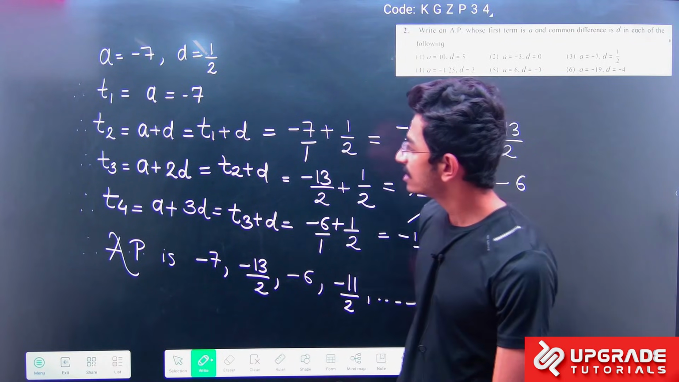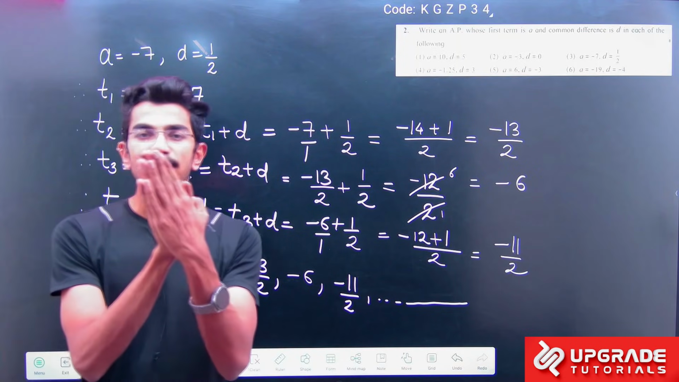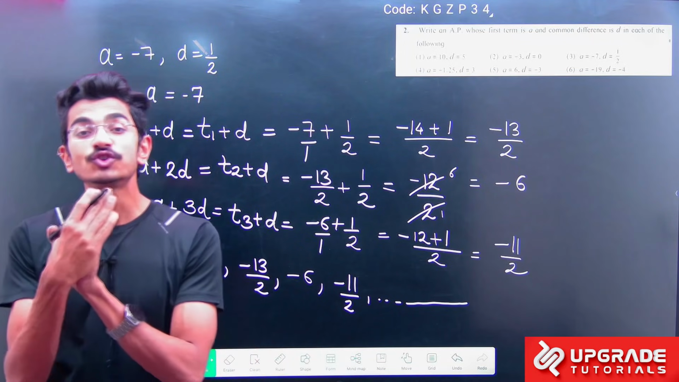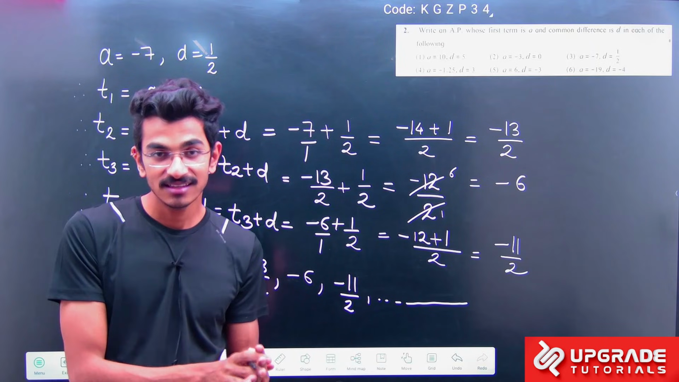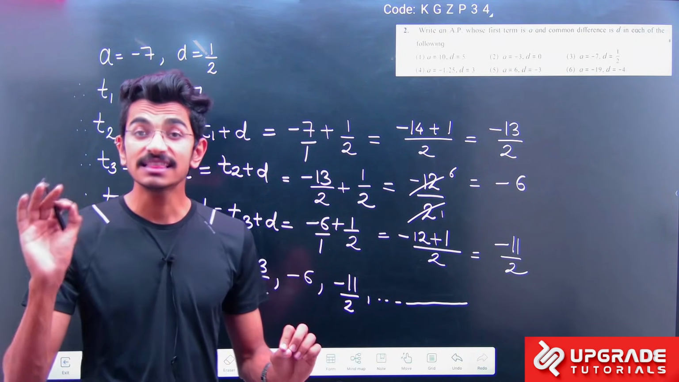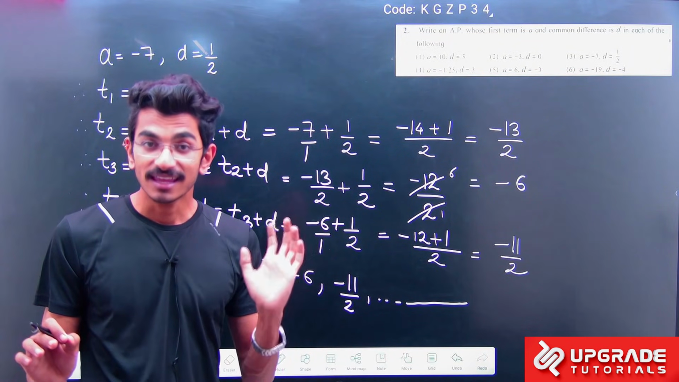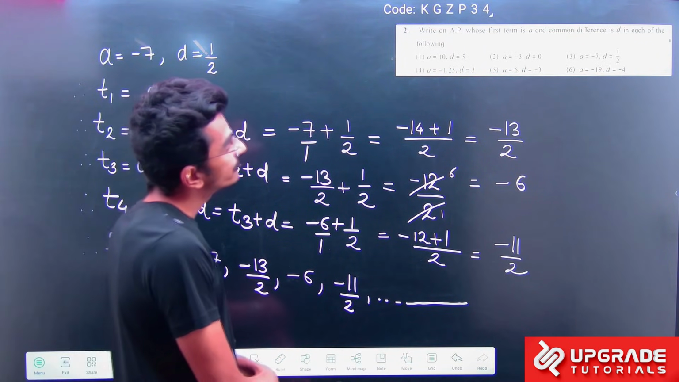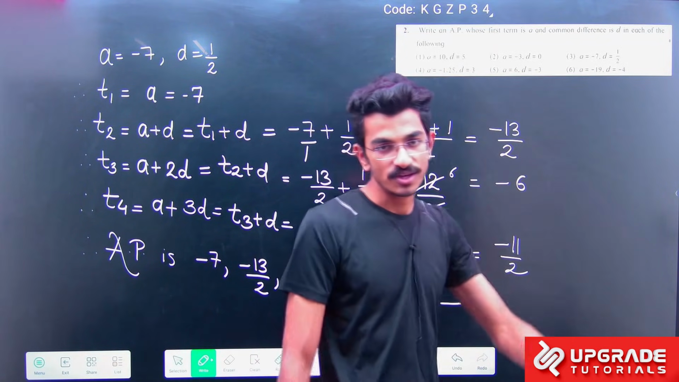Understood? So just keep in mind, T4 will be A plus 3D, T3 will be A plus 2D, T2 will be A plus D, and T1 will be equal to A. Or T4 will be T3 plus D, T3 will be T2 plus D, and T1 will be A. Right. Similarly, now let's check the 4th question.